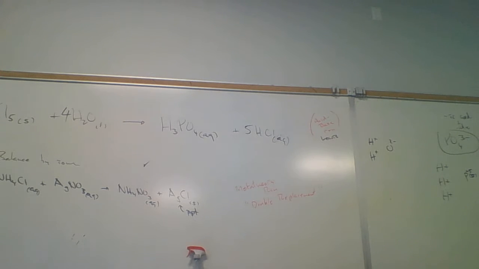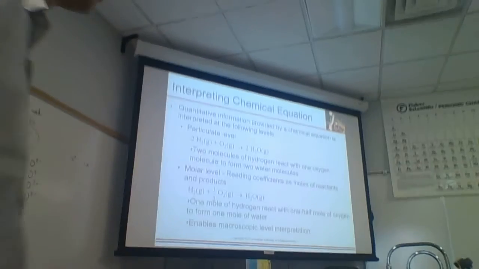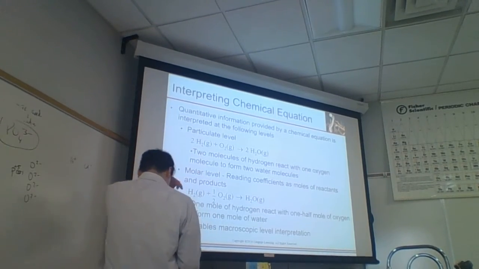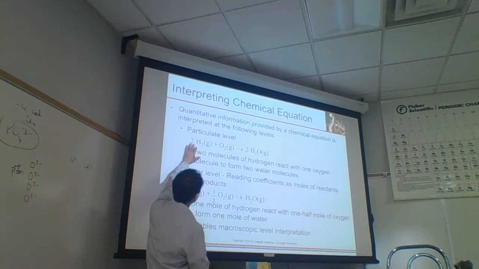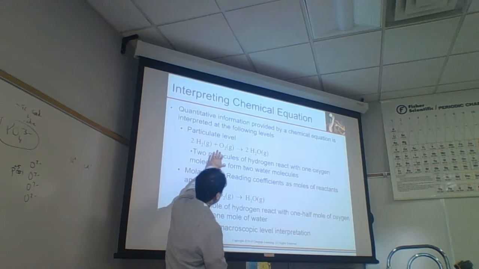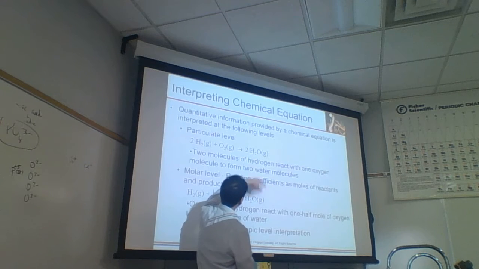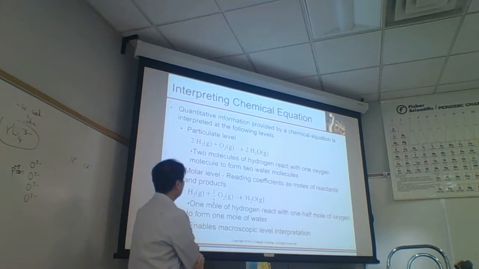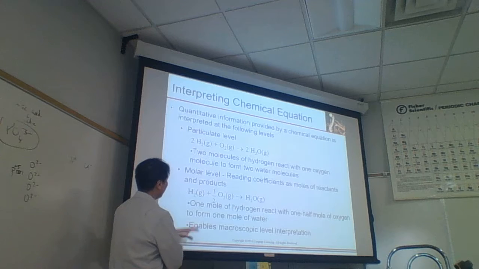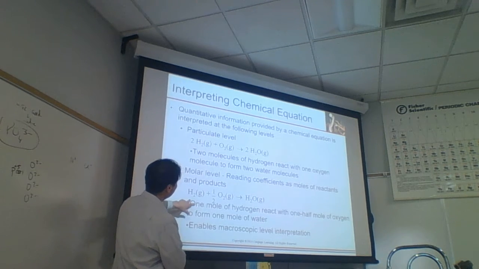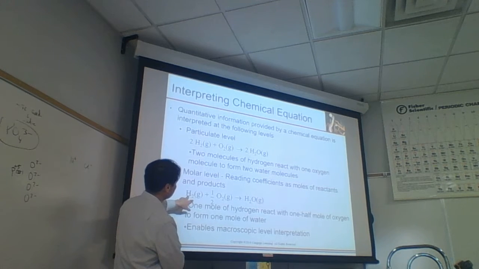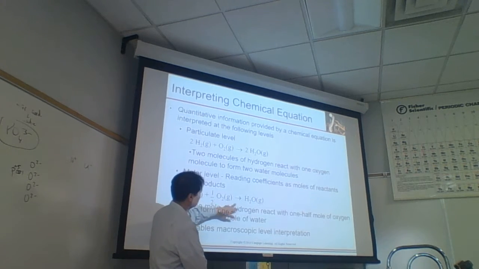So we have different ways of interpreting chemical reactions like that. We could do it at the particle level, that is individual molecules or chemical units, or at the mole level. At the particulate level, we're talking 2 hydrogen molecules plus an oxygen molecule yields 2 molecules of water. At the mole level, we can have it like this. For example, we could have a mole of hydrogen plus a half mole of oxygen yields a mole of water.